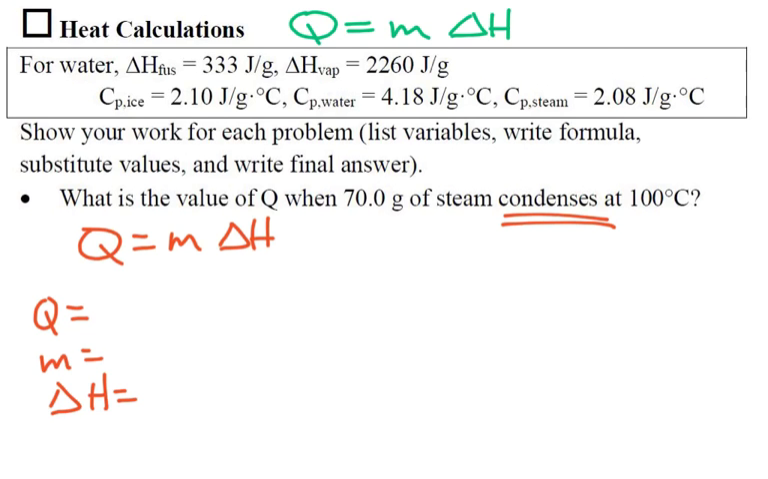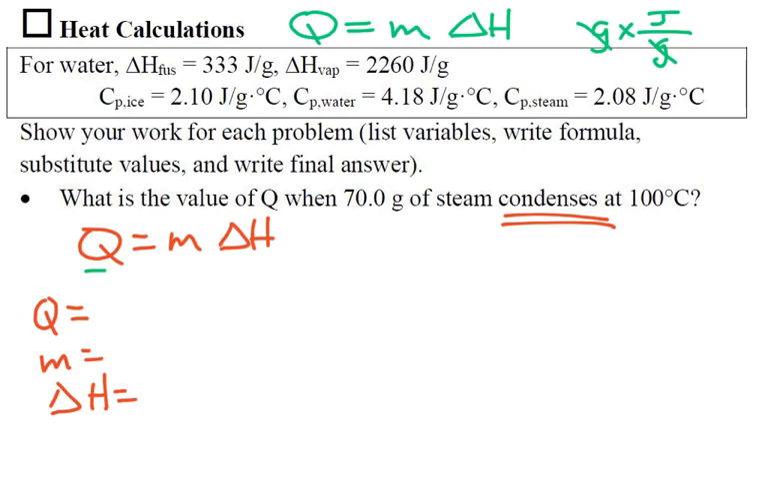Because you can tell mass is going to be grams, and we're going to multiply by joules per gram, and the grams drop out. We're left with joules, which is heat. So show your work for each problem. What is the value of Q when 70 grams of steam condenses at 100 degrees Celsius?